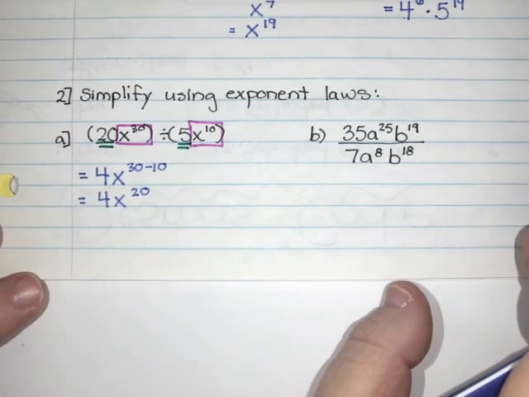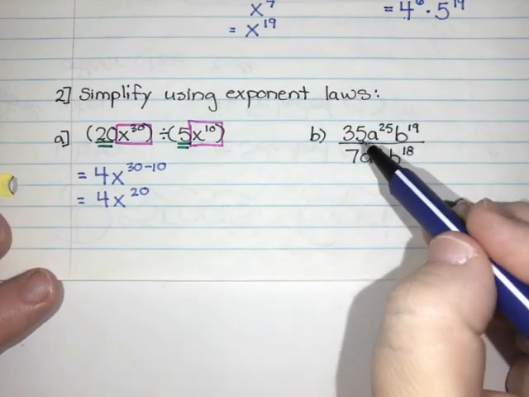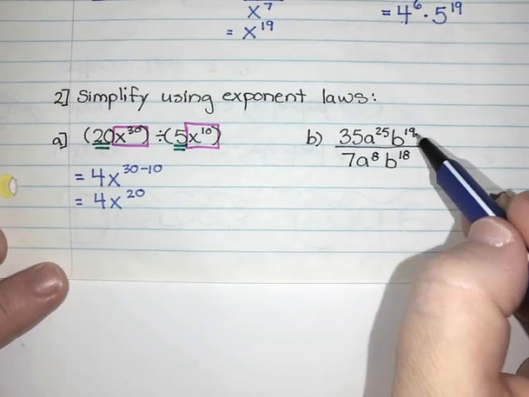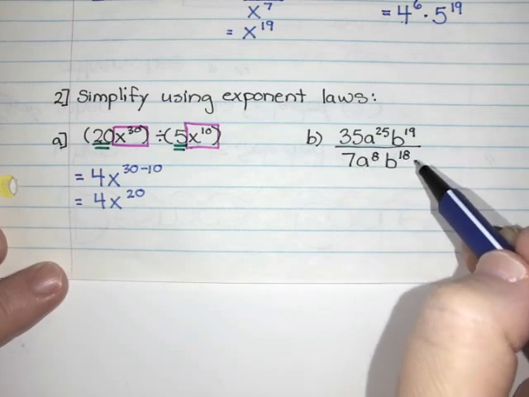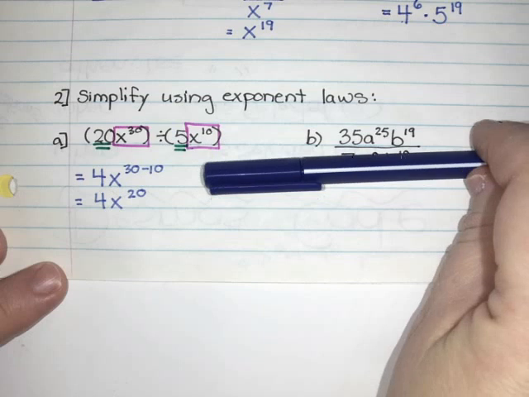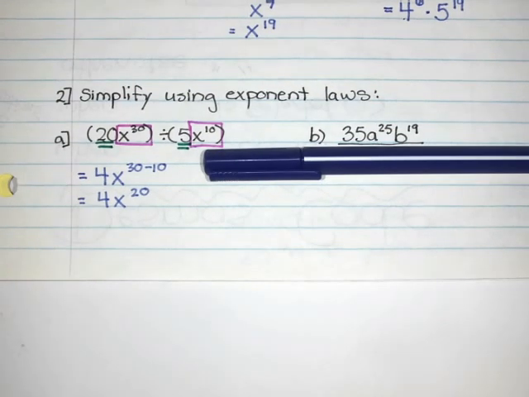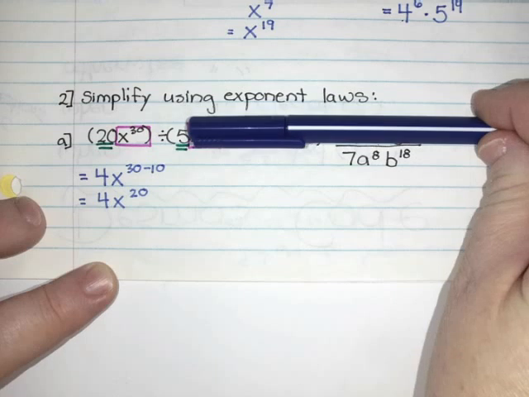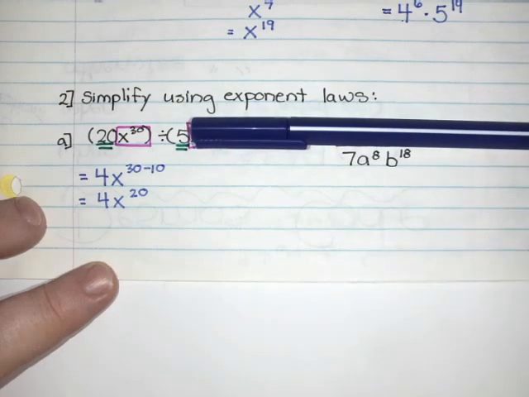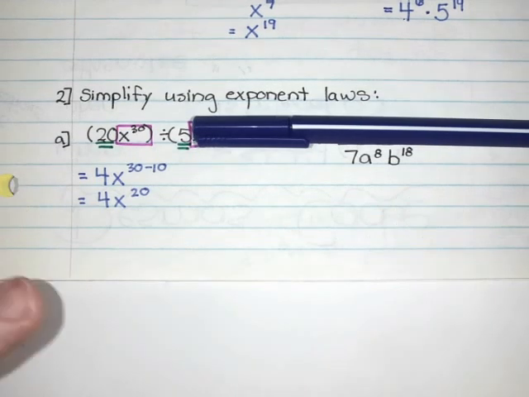I have one more example to do where we have a mix of coefficients and variables. I have 35a to the 25 b to the 19, divided by 7a to the 8 b to the 18. So if I look at just the numerator, 35, a, and b, those are all different numbers or variables. It's not like I have two things that are the same base being multiplied or divided, so I can't really do anything with that. Same thing on the bottom, 7, a to the 8, b to the 18. These are all unique bases. They're all different. I can't really do anything with them.